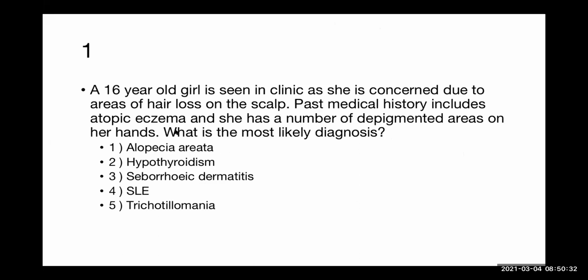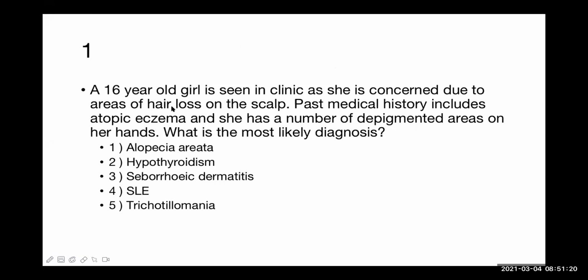Past medical history includes atopic eczema, and she has a number of depigmented areas on her hand. Now there are two important clues given. Past medical history shows atopic eczema. This atopic eczema is a type of allergic condition, a type 1 hypersensitivity reaction, just like bronchial asthma, hay fever, and allergic rhinitis. Hay fever is also known as allergic rhinitis. And she has a number of depigmented areas on her hand. Probably this is a case of vitiligo, but we are not actually sure. So you need to correlate the things.